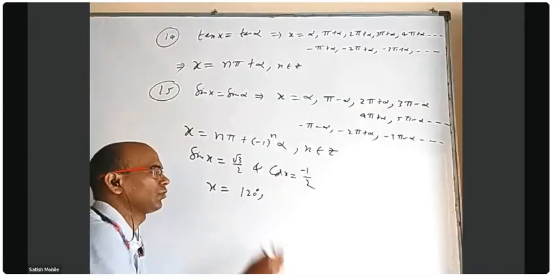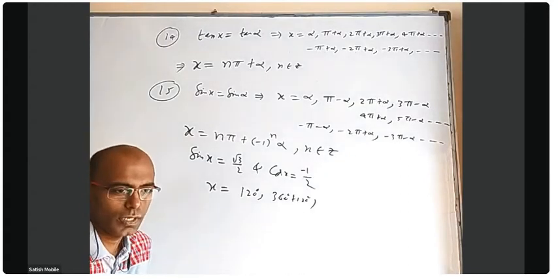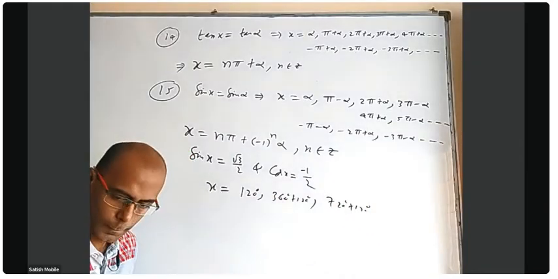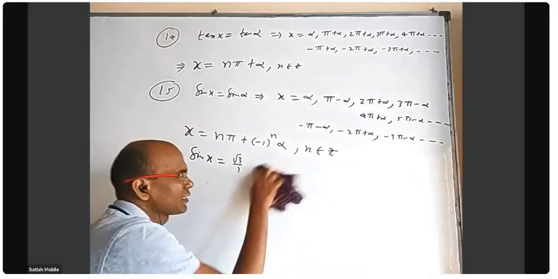So what is the next? 360 plus 120, which is 480. Again, what is the next second quadrant answer? 720 plus 120. Not only sin and cos, let me take sin and tan, or cos and tan.